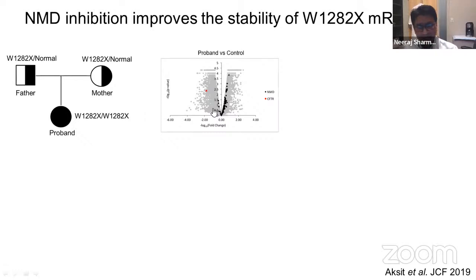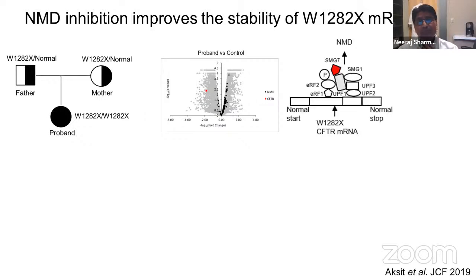We had done other simple RT-PCRs that are shown in this publication in JCI that came up in 2019. I'm trying to show this as an illustration here that NMD is very complex. There are around 100 proteins that assemble at this particular PTC, a nonsense variant, and this is a very well-orchestrated process. This is during the pioneer round of translation, where it finds that there is a downstream exon junction complex, and that results in mRNA decay.